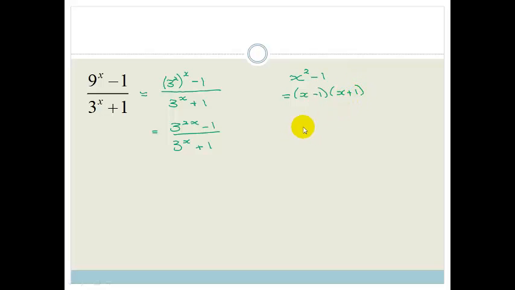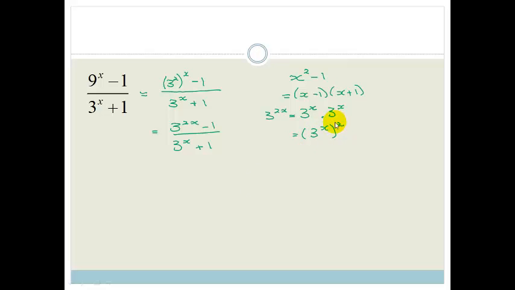Right. Now let's look at this 3 to the 2x. How could I rewrite that 3 to the 2x? Do you agree that I could rewrite that as 3 to the x times 3 to the x? Because x plus x is 2x. But what can that be rewritten as? That can also be rewritten as 3 to the x squared.